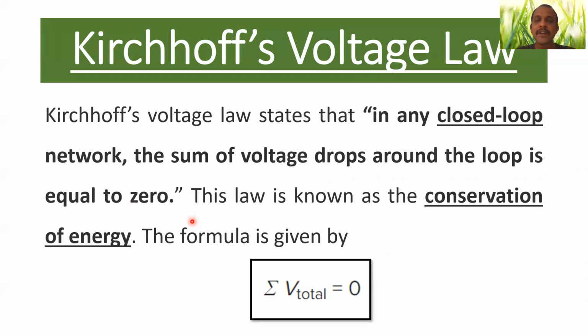voltage law again. Voltage is produced whenever there is a passage of current. If you multiply voltage and current, we get the power. In a similar way, we get the energy, because energy is equal to power into time, as power goes with respect to time. So Kirchhoff's voltage law talks about the law of conservation of energy. Sigma V total is equal to 0, which is what Kirchhoff's voltage law states.